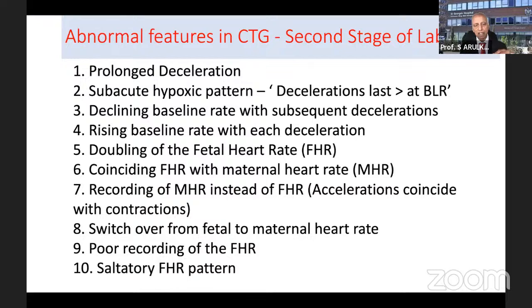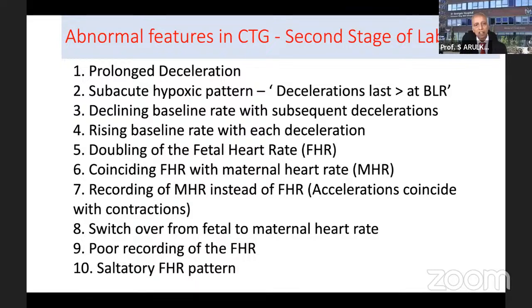So the baseline starts coming down, or alternatively, the baseline goes up with each contraction, and doubling of the fetal heart rate. Sometimes you find two graphs, and one is at 75, one is at 150. That means there's a fetal bradycardia. Sometimes the fetus is dead, and what we think is the fetal heart rate got by ultrasound is the same as what is got by the infrared pulse from the TOCO, the maternal heart rate. So we have to distinguish that.